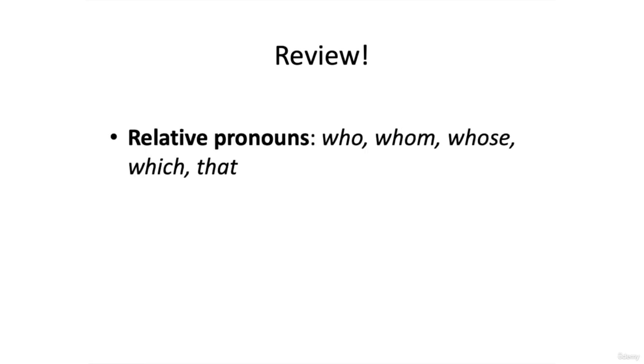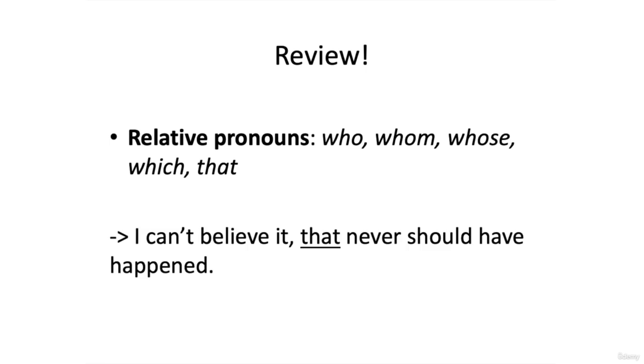We use relative pronouns to introduce relative clauses, which is simply a part of a sentence used to clarify or add information about who or what we are talking about. We use the relative pronouns who and whom for people, which for things, and that for people and things, and whose to indicate ownership. For example, I can't believe it. That never should have happened.